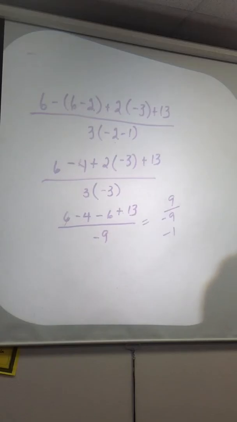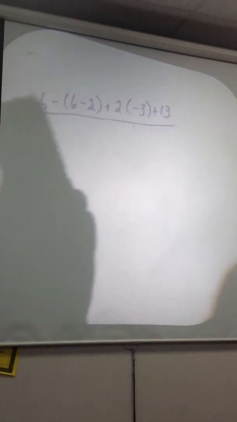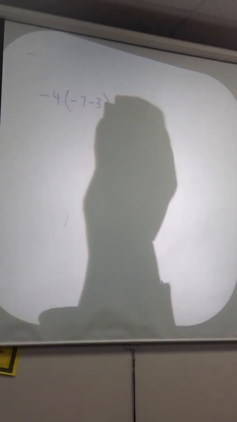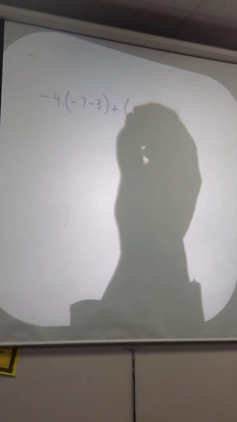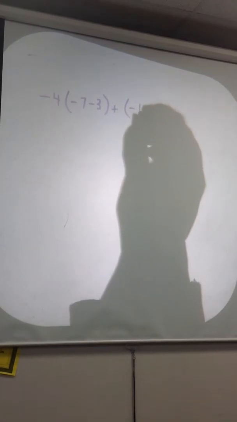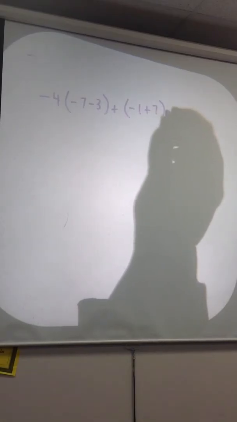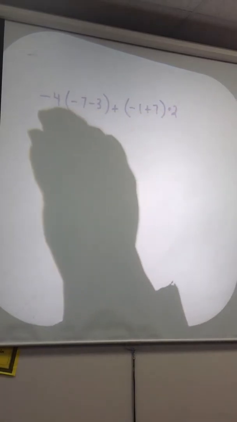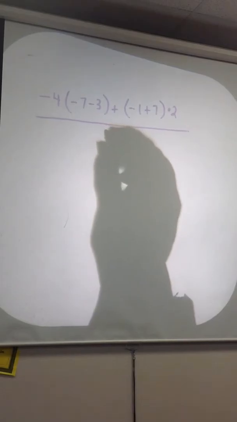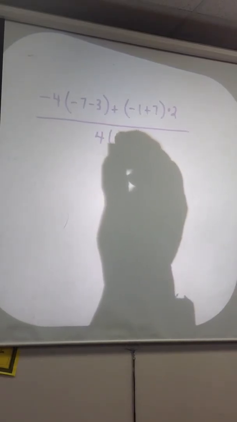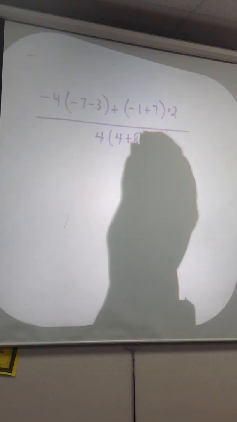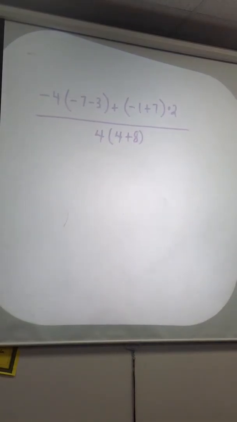You guys ready to try one? Okay. You do this one. -4 times the quantity, -7 minus 3, plus the quantity, -1 plus 7, times 2, over 4 times the quantity, 4 plus 8.